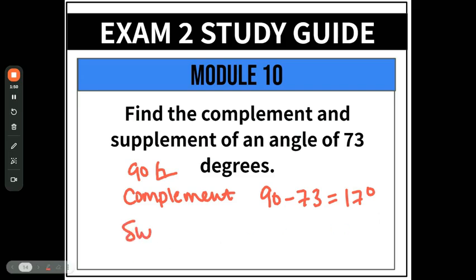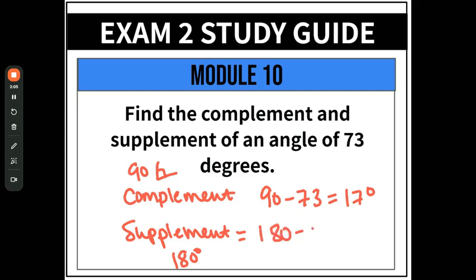Now let's do the supplement. And the supplement is a similar concept, except we are looking for an angle that's going to add to 73 to give us 180 degrees, a straight angle. So we'll start with the 180 minus 73, and that's going to give me 107 degrees.